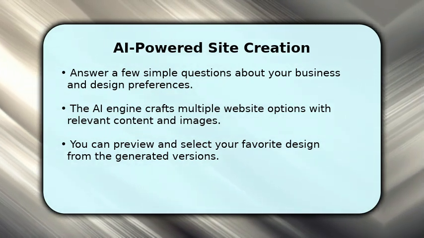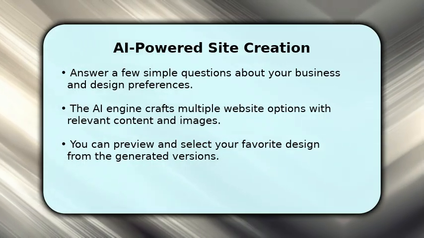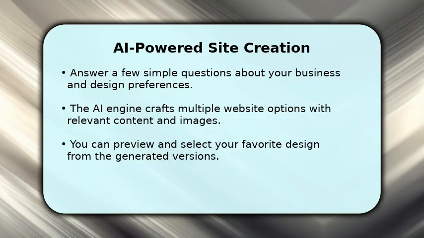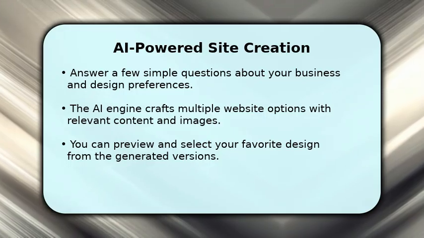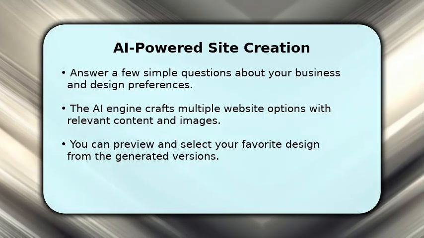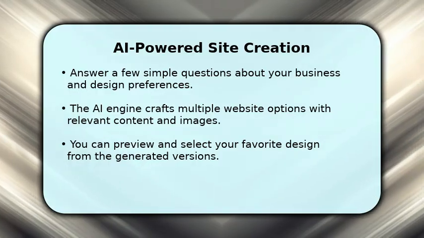Based on your answers, the AI engine will then generate 3 distinct website design variations for you. These options come complete with customizable fonts, color schemes, images, and even initial content. You can preview each version and select the one that best fits your vision.